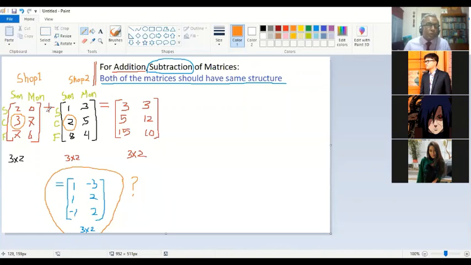So let us move on. Sir, can you for a minute explain how -3 or -1 would be in real life?